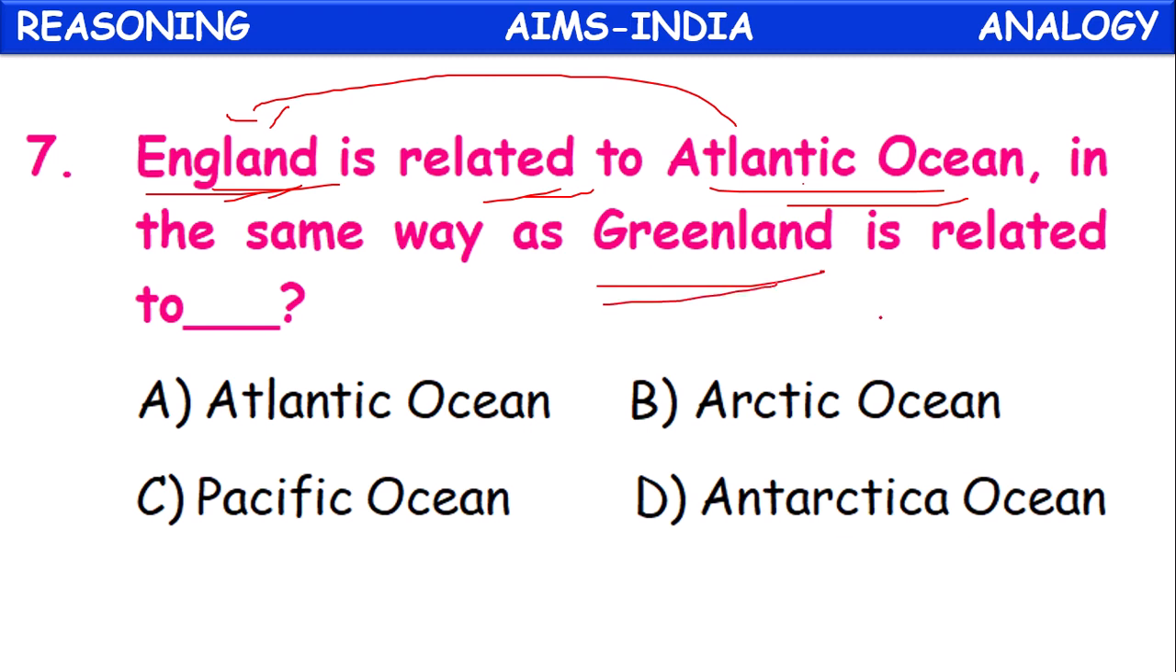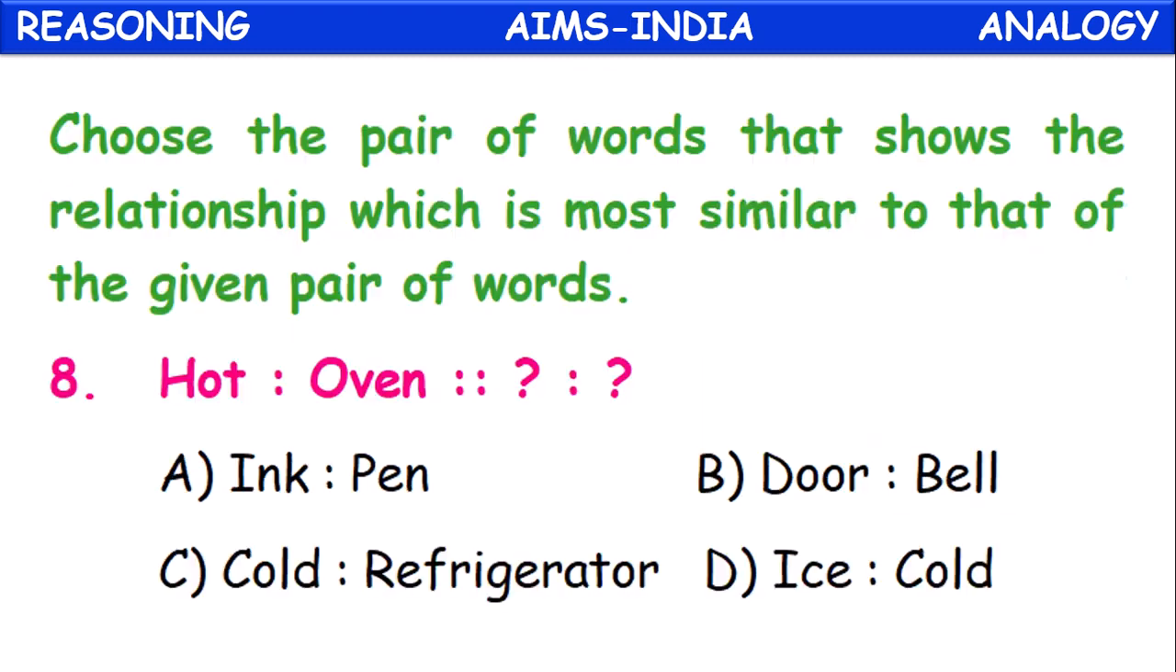England is related to the Atlantic Ocean, meaning the Atlantic Ocean is related to England. In the same way, Greenland is related to the Arctic Ocean. Near Greenland we have the Arctic Ocean, near England we have the Atlantic Ocean. So Greenland is related to the Arctic Ocean.